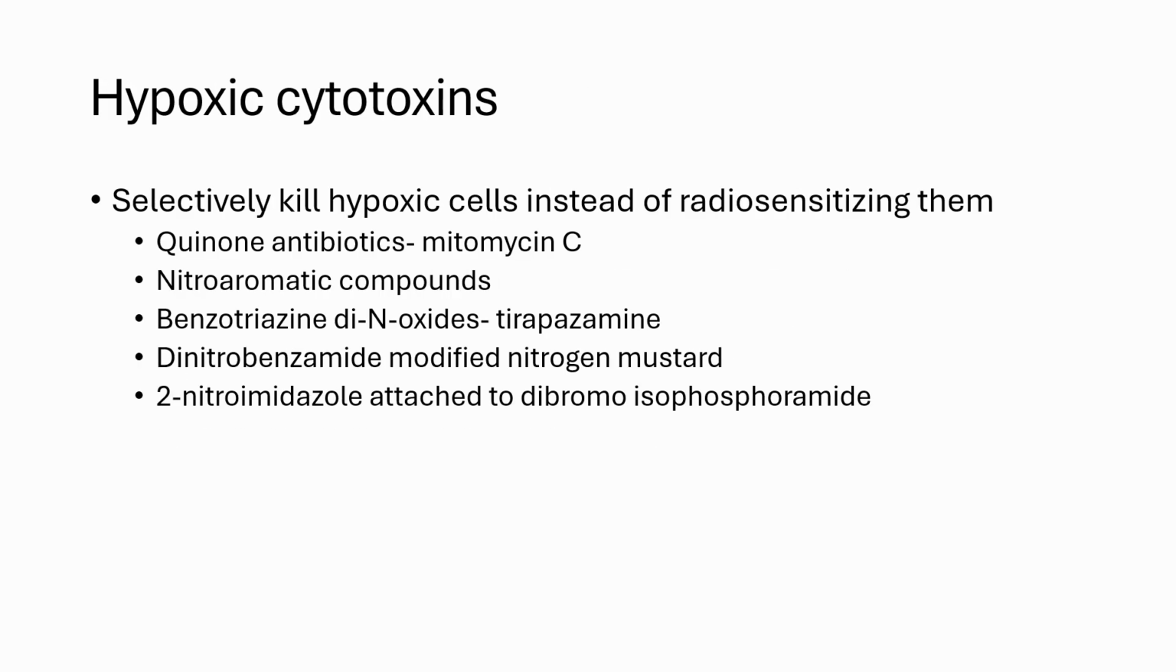Now let's talk about hypoxic cytotoxins. So we were just talking about radiosensitizers. Radiosensitizers in hypoxic conditions are going to be different. All right, hypoxic cytotoxins are going to kill the hypoxic cells, not radiosensitize them. Examples of these are going to be quinone antibiotics like mitomycin C, nitroaromatic compounds. We have benzotriazine dinitrooxides, like tirapazamine, and we're going to talk more about that. We have dinitrobenzamide modified nitrogen mustards, and we have 2-nitroimidazole attached to a dibromo isophosphoramide.